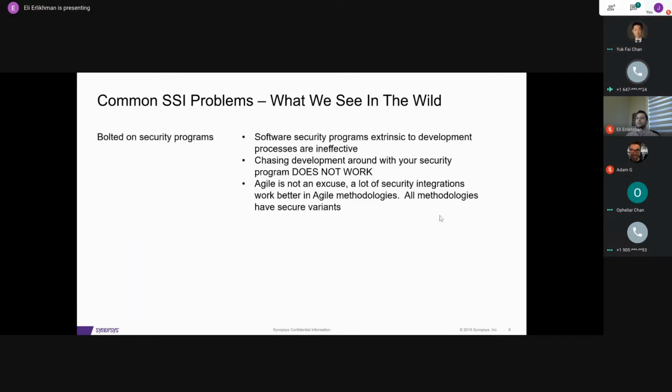So next one. Next, a common thing that we see that organizations do, and it's very much related to the one I just talked about, is building programs that are built extrinsic of development processes, right? Where security guys are trying to chase the development team to do the right thing, right? And in many cases, the security team says, well, now everybody's agile, so our old processes no longer work.